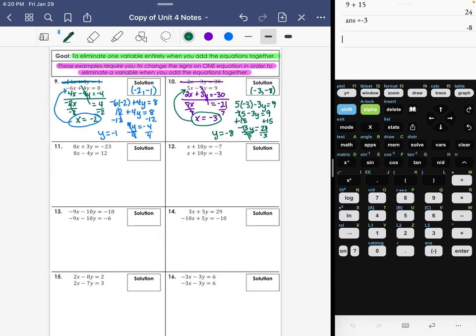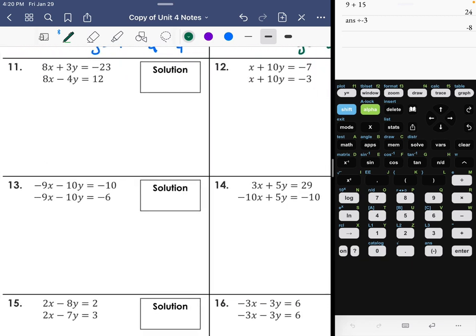All right. Let me look at these and see if we have anything crazy. We do have some that are a little crazy. So I'm just going to keep working, but I'm not going to spell out every single step like I've been doing. I'm just going to change the signs and go. Cross that out. Add these together. That's going to be eliminated.